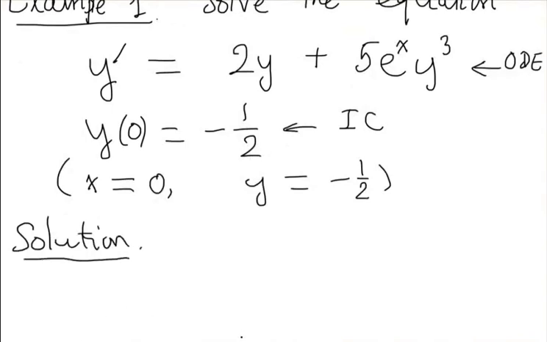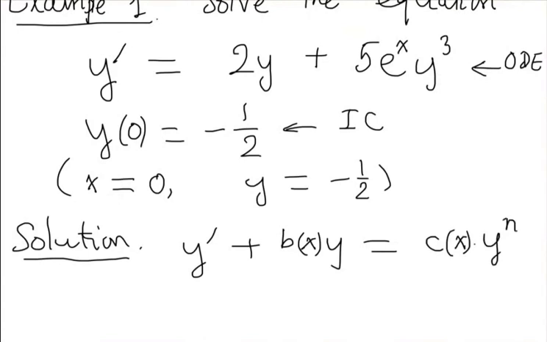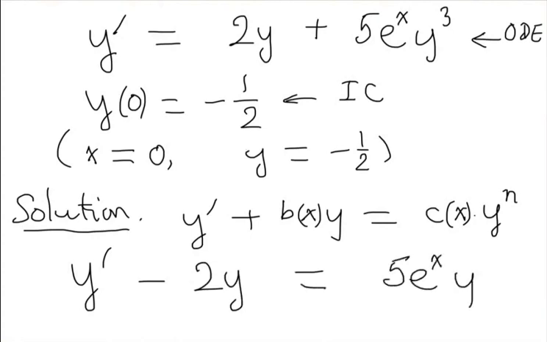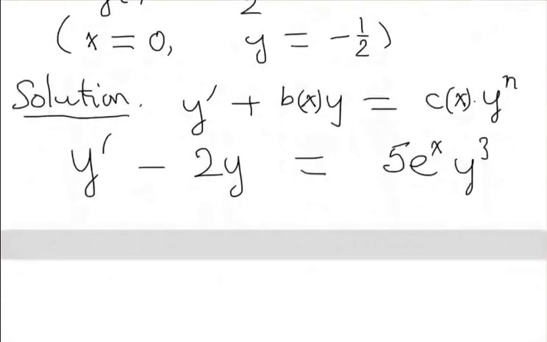So first, we solve the ODE. Let's rewrite the equation in the format y prime plus b(x) y equals c(x) y to the n. Very similar to linear equations. So the equation will be written as y prime, and we need to bring the 2y to the other side. We have minus 2y, and then we have 5e to the x times y cubed on the right-hand side. And this matches the format.